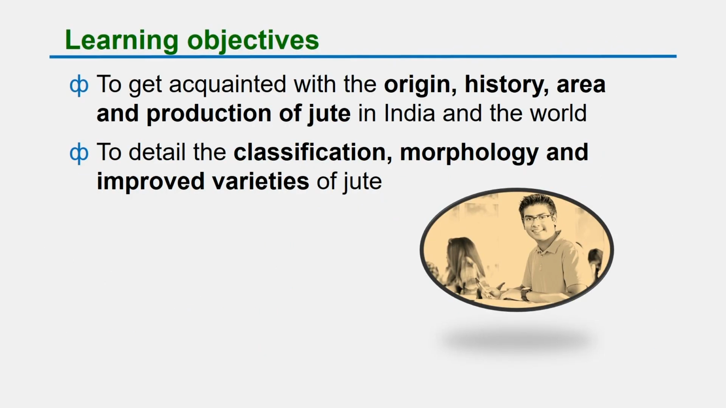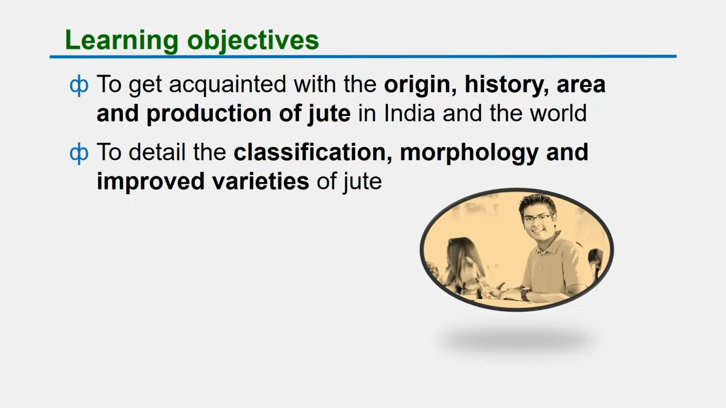The learning objectives are to get acquainted with origin, history, area and production of jute in India and the world. We will see where this crop has originated, how it has spread from one part to another, how much is the area in the world, area in India and also in different states of India, and data on production as well as on productivity of jute crop, you will check in this lecture.